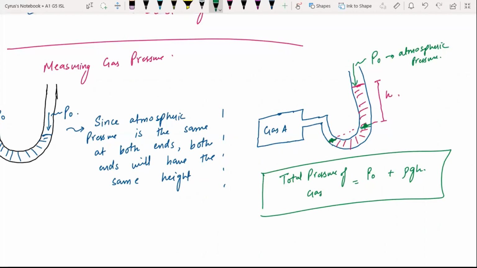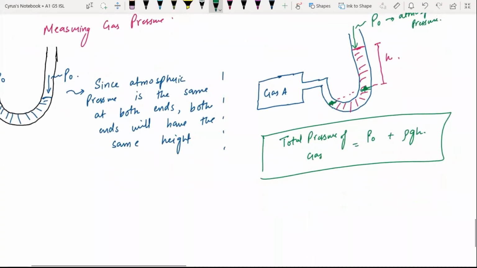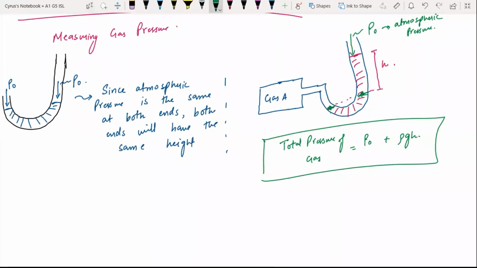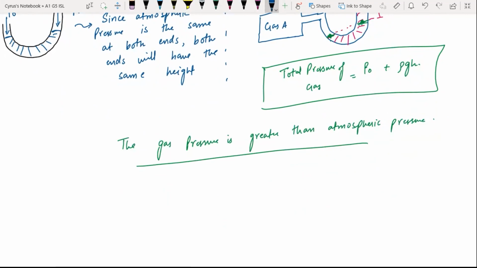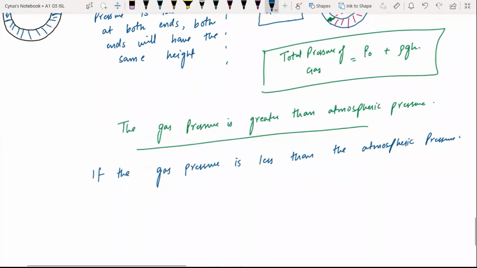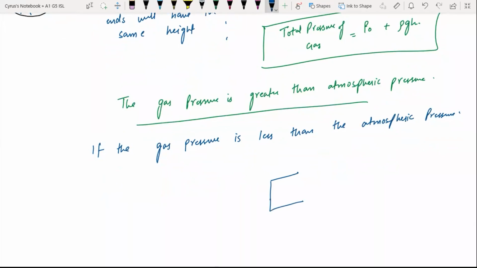Whenever you have something of this sort, you had studied in O level also that the gas pressure is greater than the atmospheric pressure here, and the gas pressure is 8 centimeter above atmospheric pressure. The gas pressure is greater than atmospheric pressure. If the gas pressure is less than atmospheric pressure, what's going to happen?